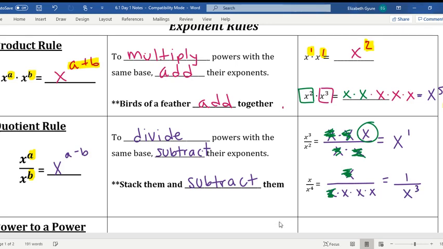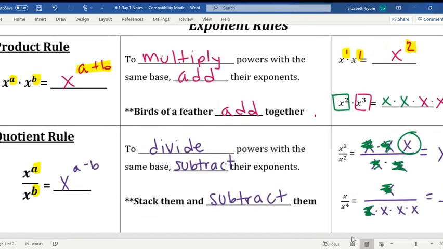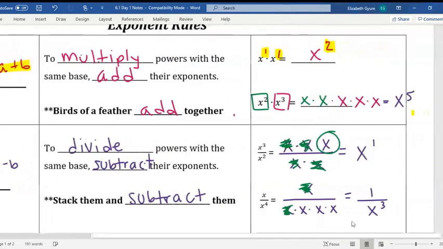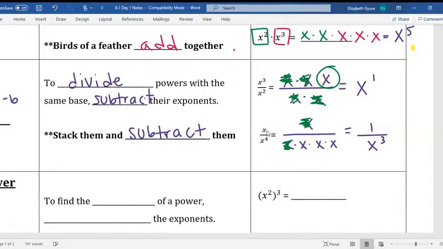Well, I want to show you guys something. If you take a look at this, on the top, I had just an x, right? Which is the same thing as x to the first. And on the bottom, I had an x to the fourth. Ladies and gentlemen, what's 4 minus 1? 3. And didn't I end up with an x to the third on the bottom?